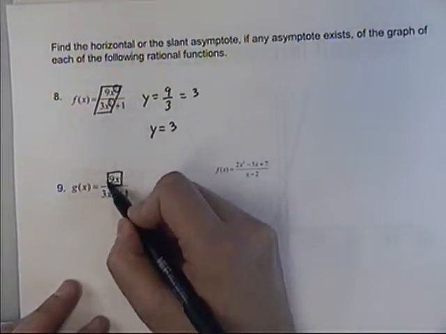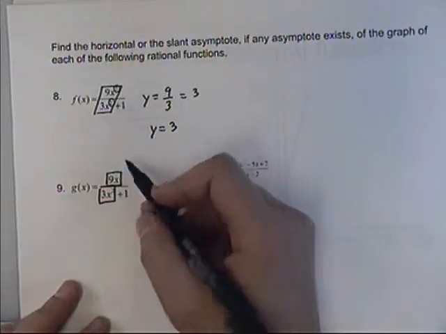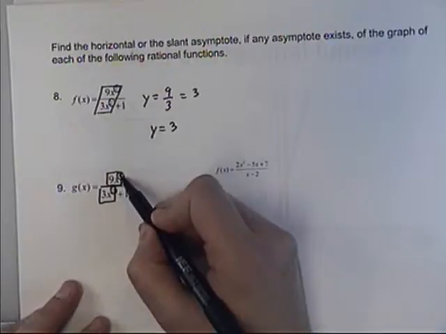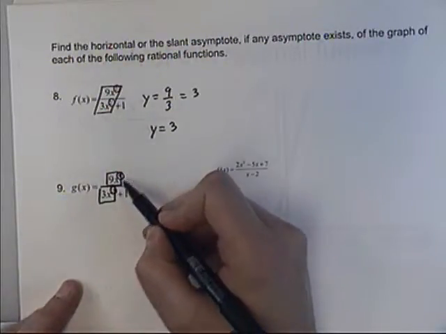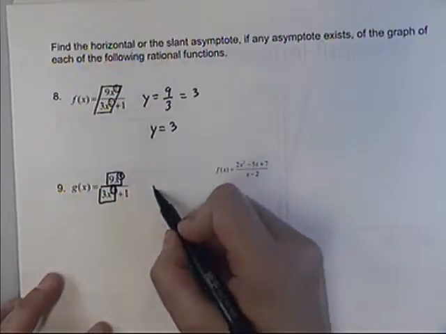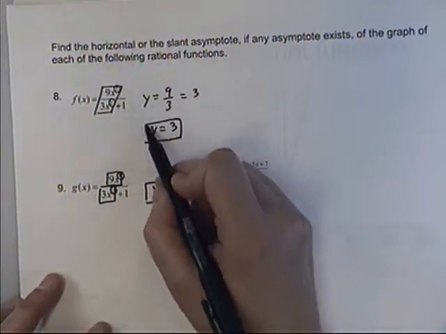Here is my leading term on the top, and here is my leading term on the bottom, and that means the ones with the highest power. So here, this is a first degree, and this is a second degree. So you can see the top power is less than the bottom power. That's n is less than m from the previous page. That means that we simply have y equals 0 as our horizontal asymptote.